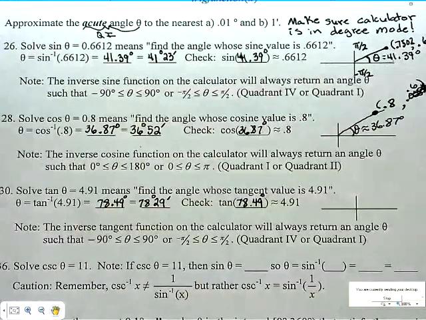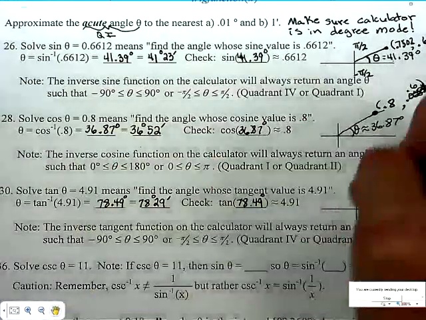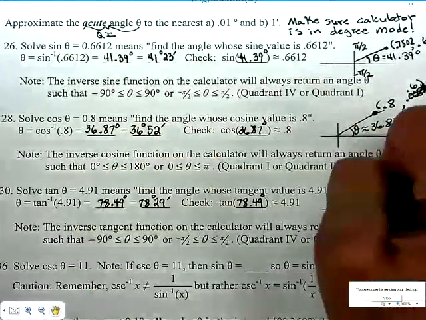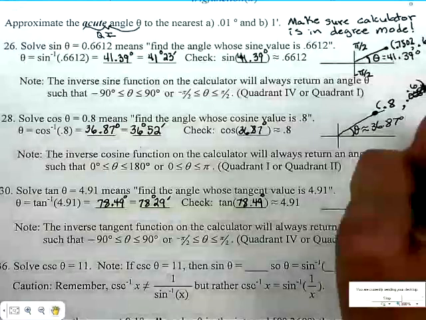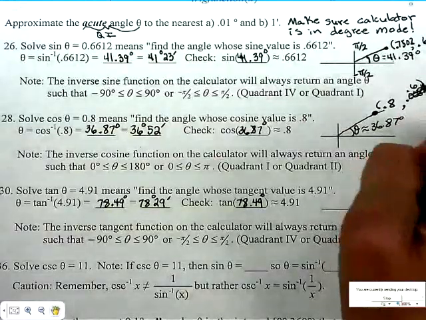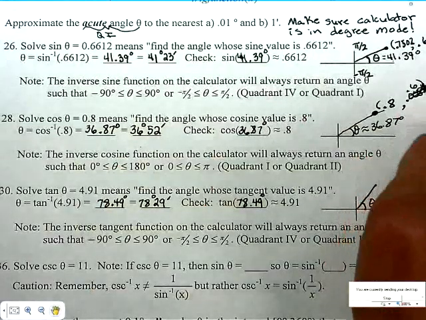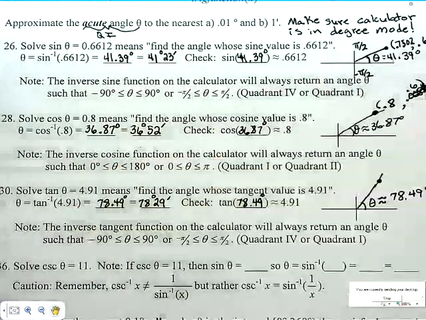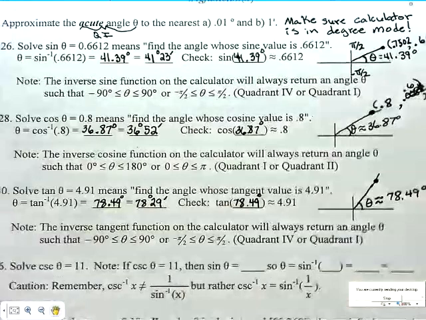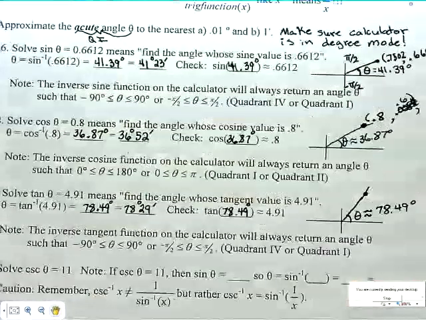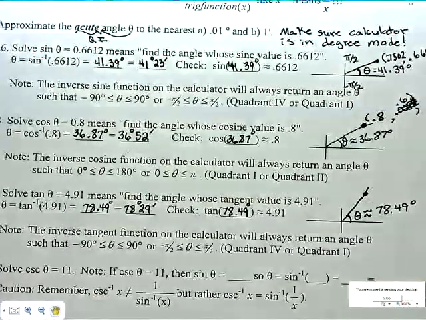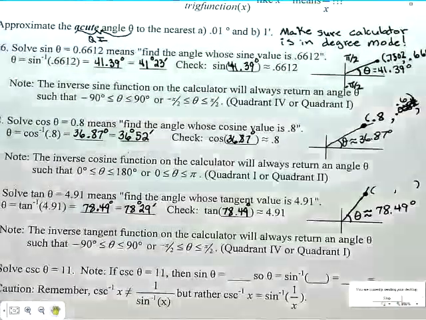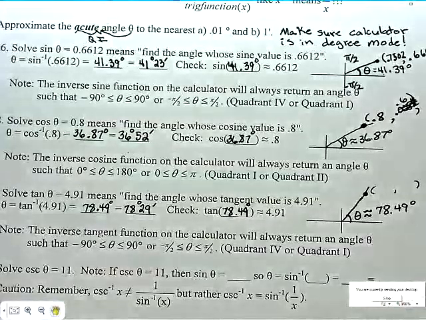Now, if I'm looking at this approximately 78 degree angle on the unit circle, and the point that corresponds to that, what is the 4.91? Yeah, it's not the y or the x, it's the y divided by the x.